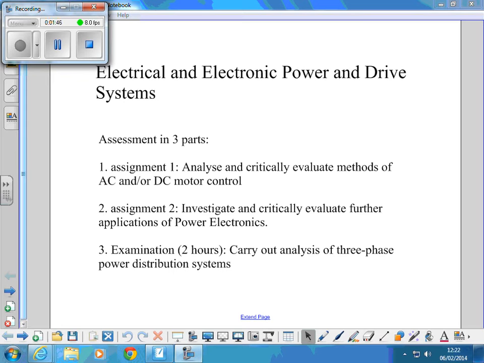And then the third part of the assessment is at the end of the module, you'll have a 2-hour examination that assesses your ability to analyse three-phase power distribution systems.